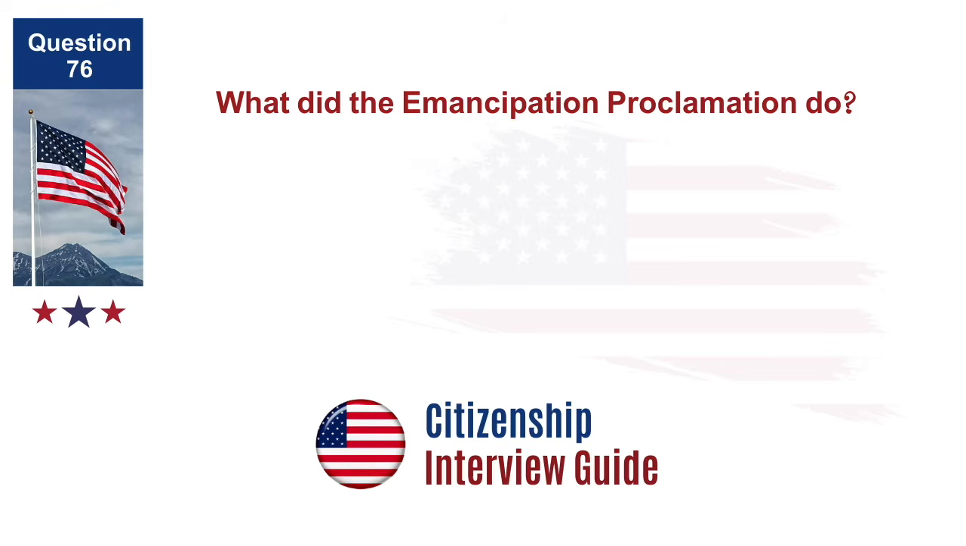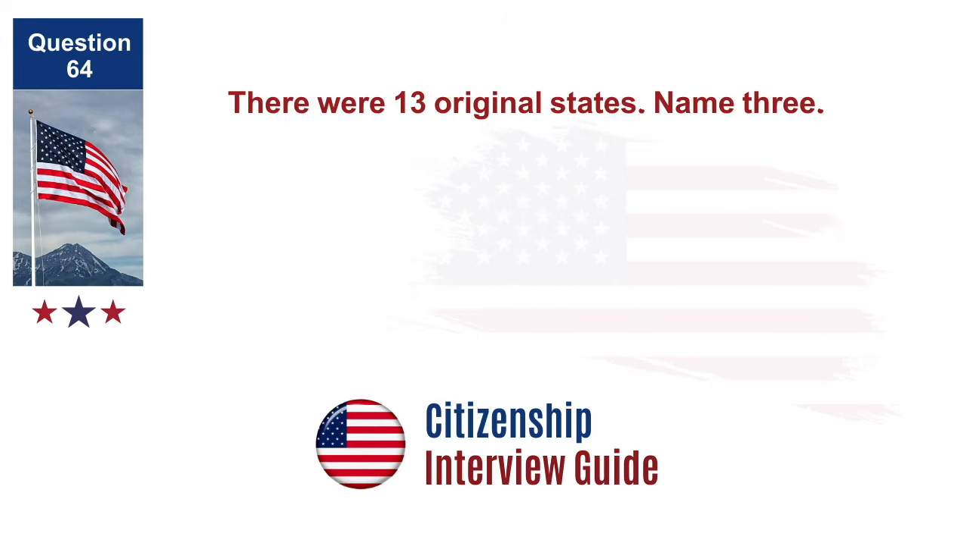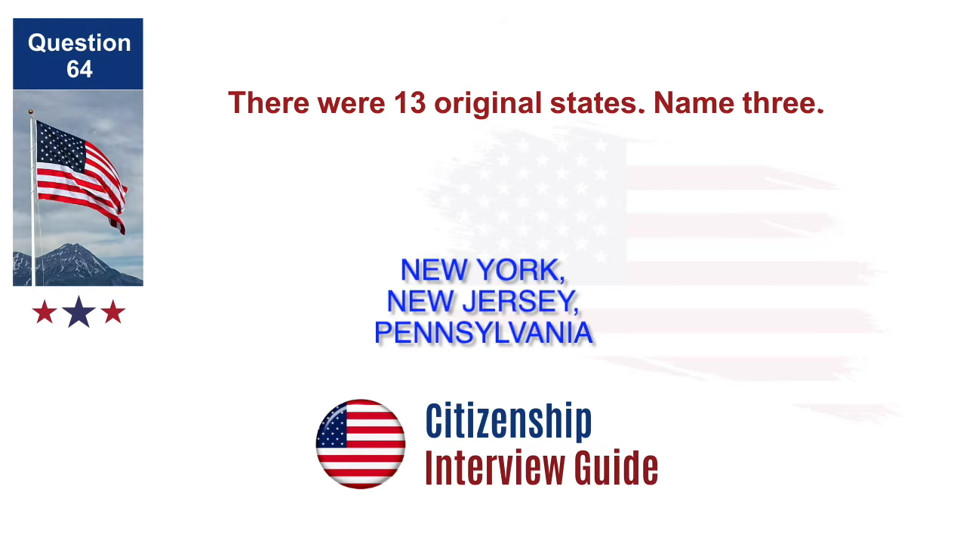What did the Emancipation Proclamation do? Freed the slaves. There were 13 original states. Name 3. New York, New Jersey, and Pennsylvania.